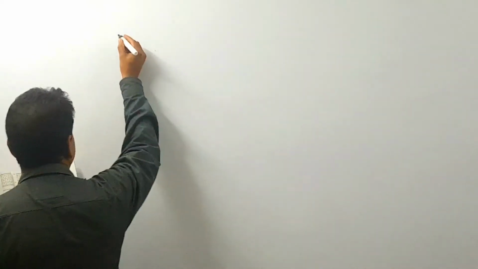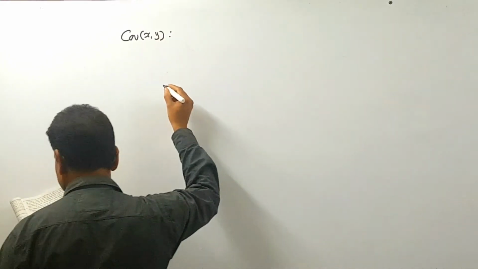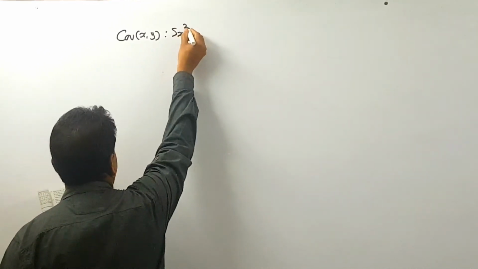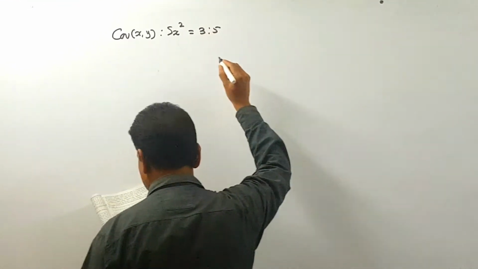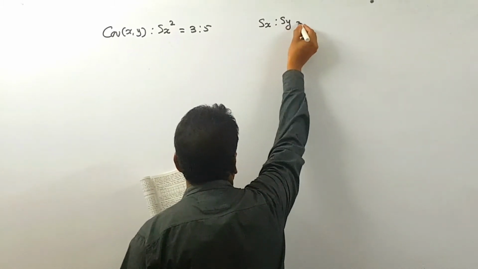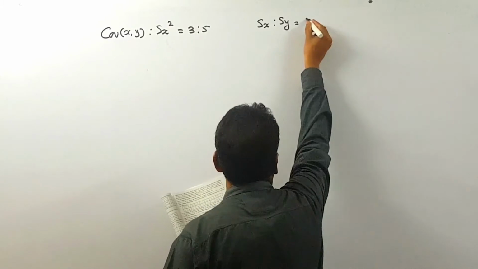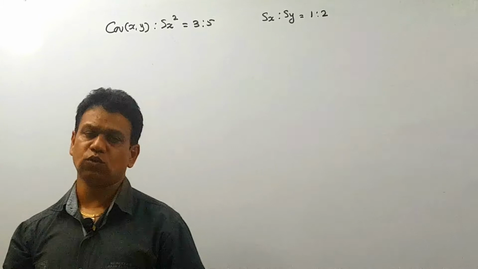The data in illustration 26 is: determine the value of the correlation coefficient from the following results. The results are available in this way: covariance of xy is to sx square is equal to 3:5. Then sx is to sy is equal to 1:2. And what they want is to find the correlation coefficient.